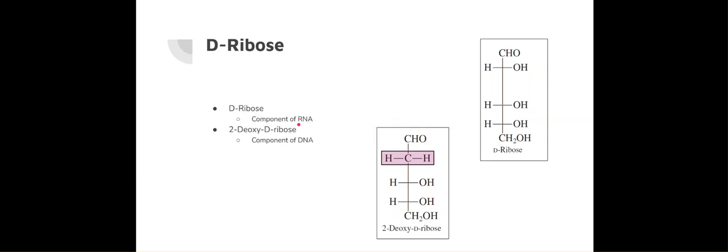D-ribose is a major component of RNA, and 2-deoxy-D-ribose is the main component of DNA. So here you see the oxygen's gone from this one here. This oxygen is gone. It's now 2 hydrogens. So this carbon is no longer chiral. It's deoxidized, so it's a deoxy-D-ribose. This is a component of DNA.